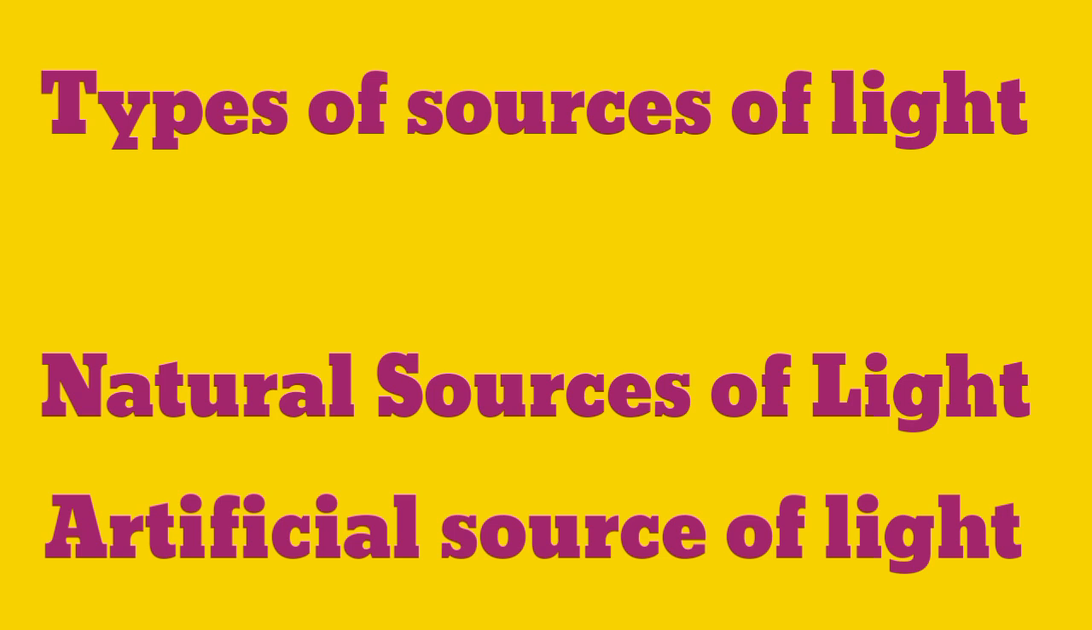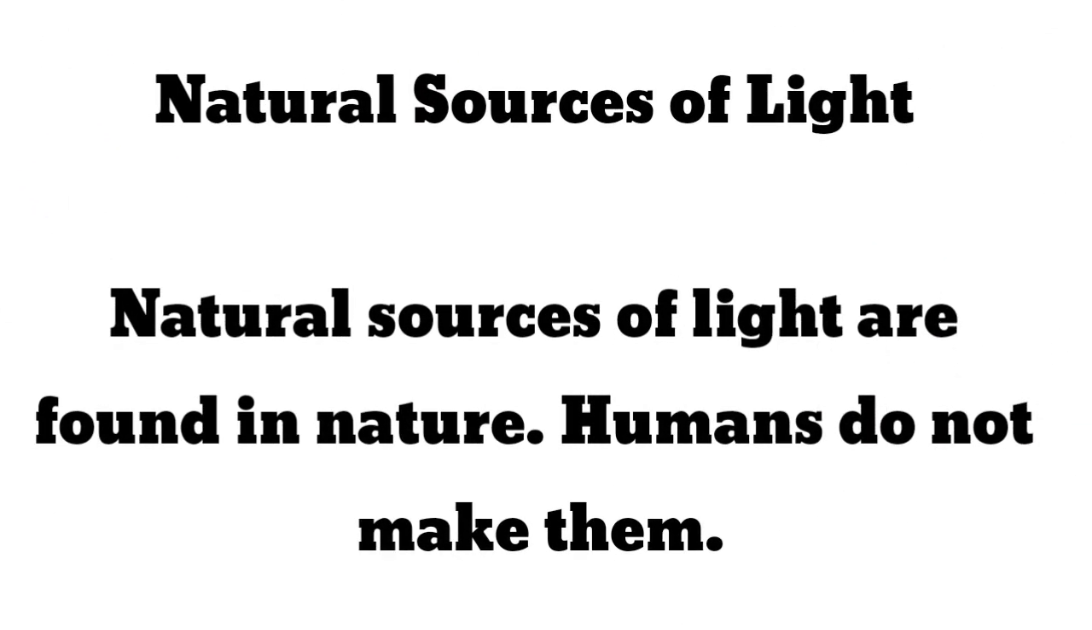So we will discuss two types of sources of light. Number 1, natural source of light, and number 2, artificial sources of light. We will define them and also discuss examples of these sources of light. First of all, we will discuss what is natural source of light. As the name indicates, these sources are made by nature, found in nature, and humans do not make them. They are made by Allah subhanahu wa ta'ala, so they are called natural source of light.